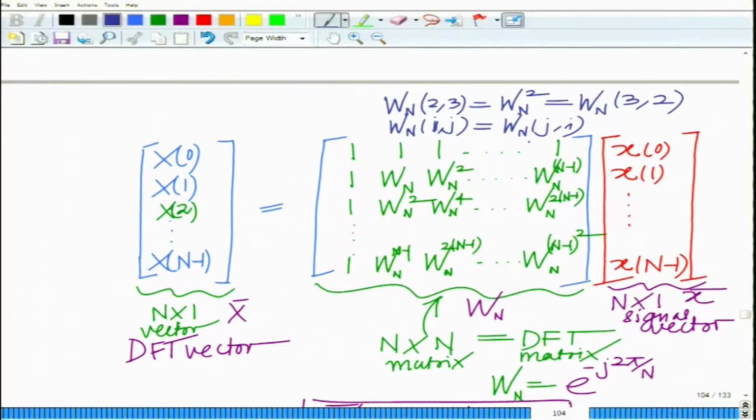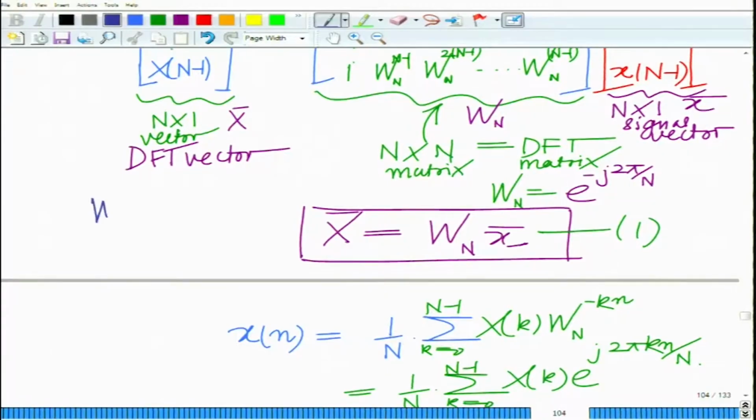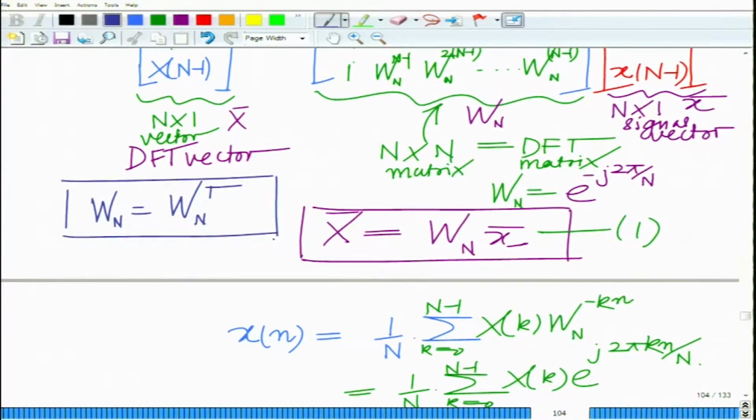This means that if you take the transpose of this matrix Wn, it is equal to itself, because Wn(i, j) equals Wn(j, i). If you make the rows into columns and the columns into rows, then the matrix remains unchanged, which means that the DFT matrix is equal to the transpose of itself. So, there is an interesting property, Wn equals Wn transpose. This is an important property.